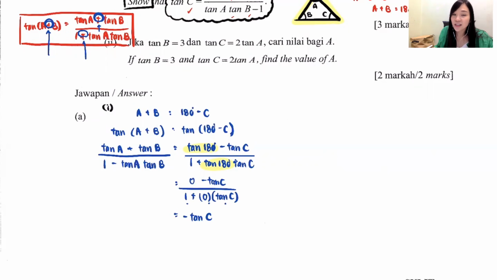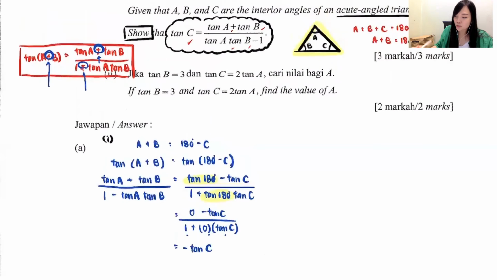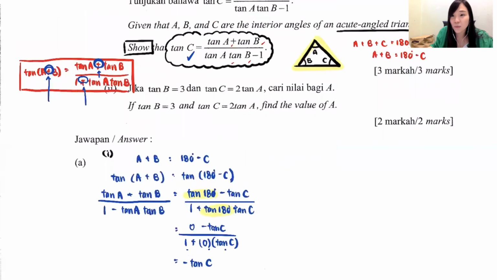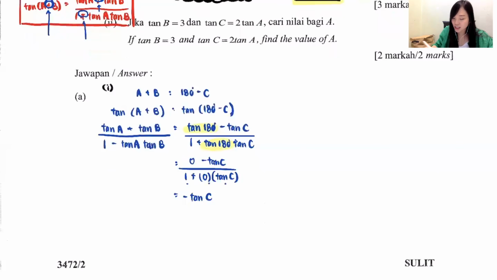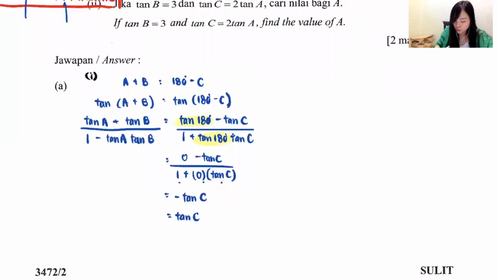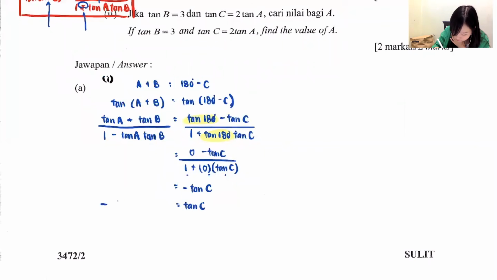negative tangent C, sorry. Remember this question wants me to prove what? They want me to show tangent C, positive tangent C. How does negative tangent C become positive? I can throw the negative over to the other side.